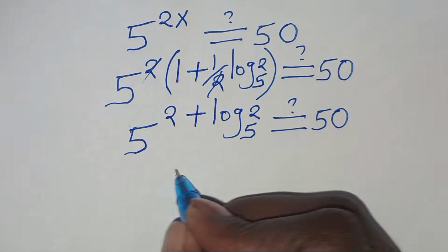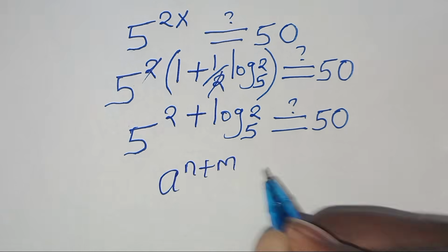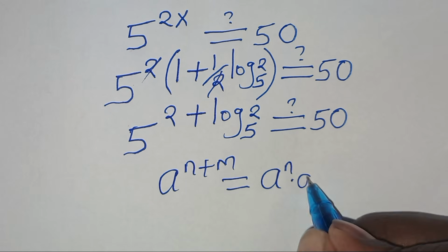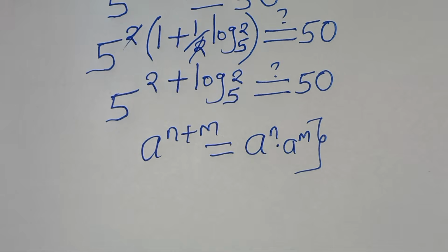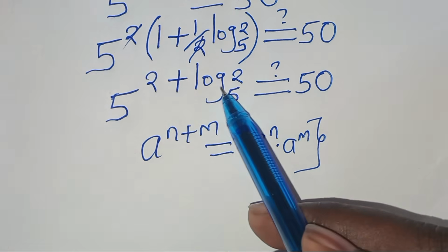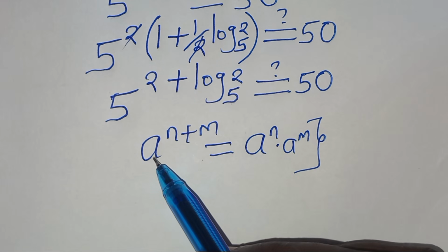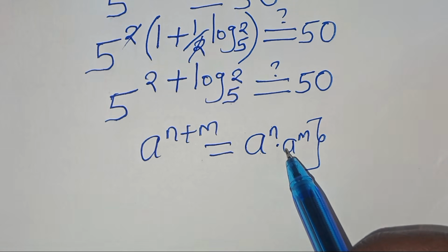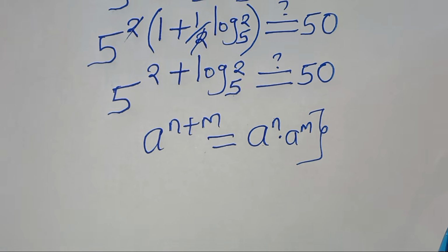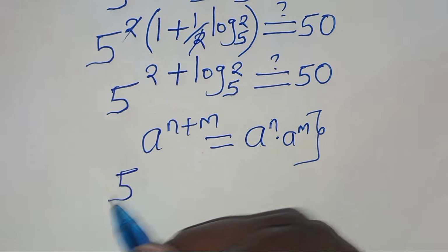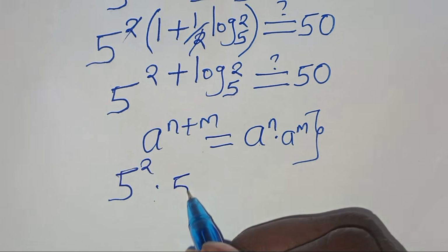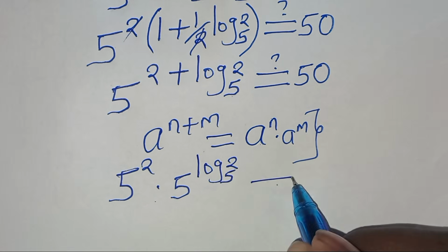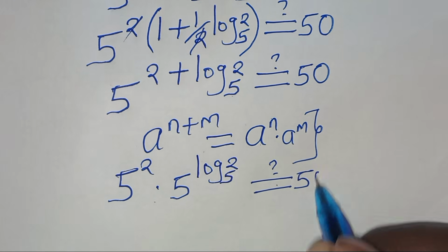So we have 5 to the power of 2 plus log 2 to base 5. This is in the form of a to the power of n plus m, which we can express as a to the power of n times a to the power of m. So this means we have 5 to the power of 2 times 5 to the power of log 2 to base 5. And this is supposed to give us a value of 50.